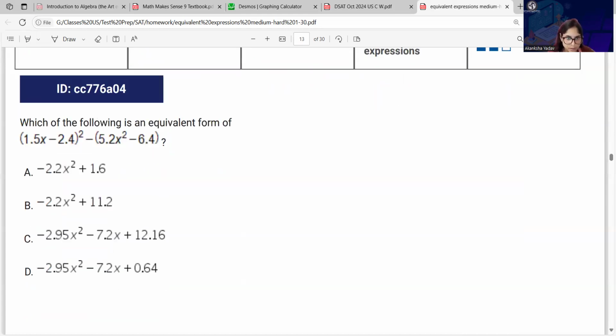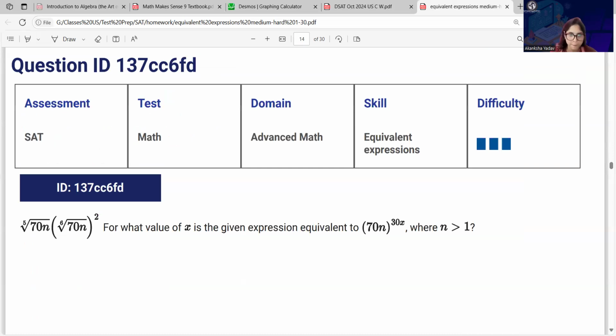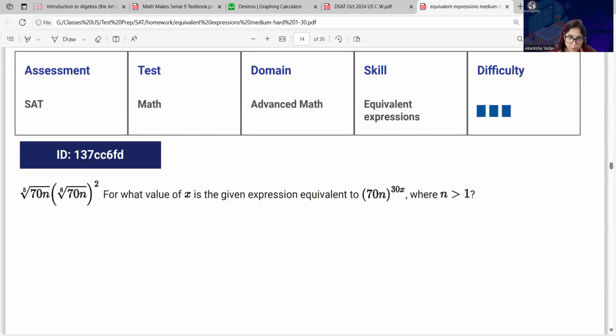This is also just comparing the graphs. For example, over here, it's also the same question, but what mistake can you make? Because they're asking the value of x, x is not your input now. And it is given that n is greater than 1. So instead of x1, you will be writing n. So I will do this one as well. I'll write the question. So it's 5th root of 70n times 6th root of 70n whole square. And equivalent means it is equivalent to 70n to the power 30x.